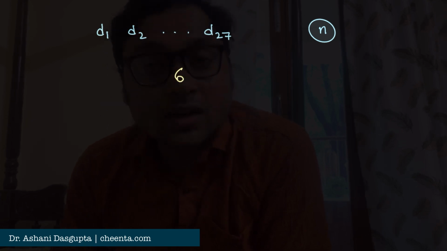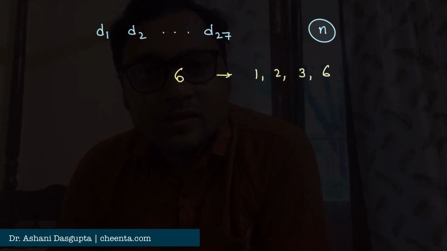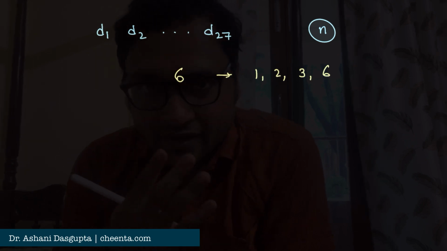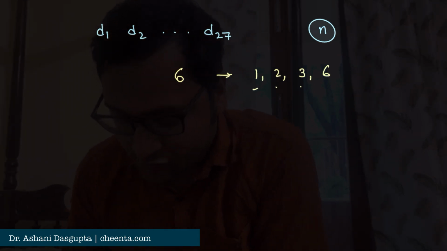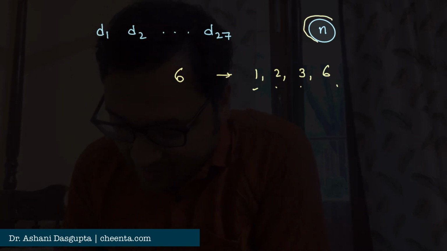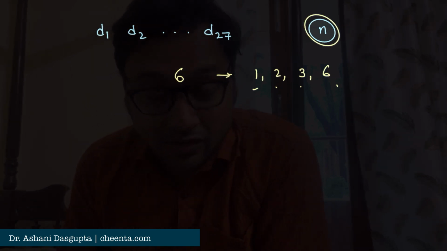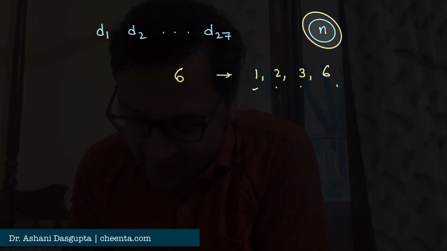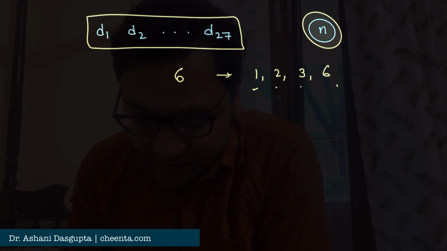For example, if you look at the number 6, what are the divisors of 6? They are 1, 2, 3 and 6 itself, right? So 4 divisors are there: 1, 2, 3, 6. The number n in that particular question has 27 divisors.